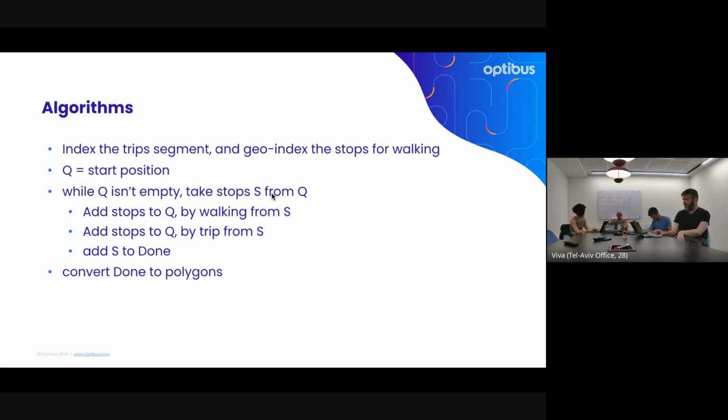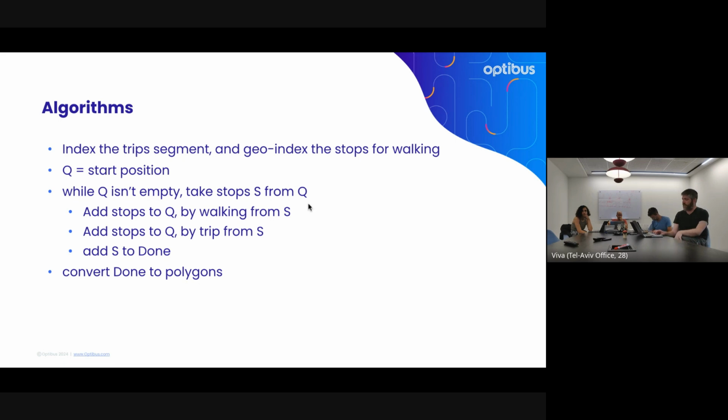I remove this one stop from the queue, and now I start from this stop. I'm checking to which stops I can get by walking from this stop S, with all of the restrictions. Let's say the user chose to walk a maximum of 5 minutes, or maybe I have only 1 hour for the entire isochrone. It's only a maximum of 1 hour. So if I start at 10 o'clock and now it's 9:58, I have only 2 minutes of walking.